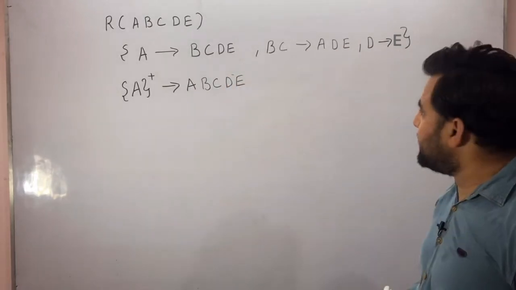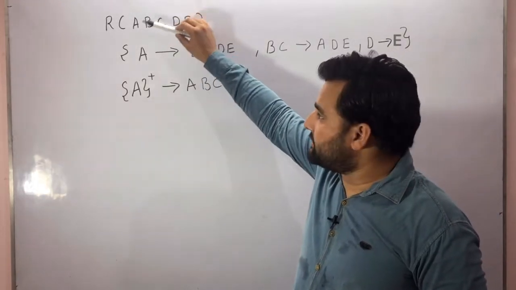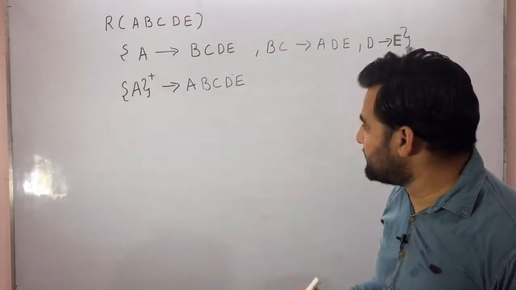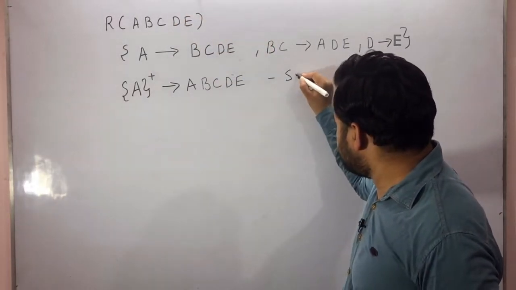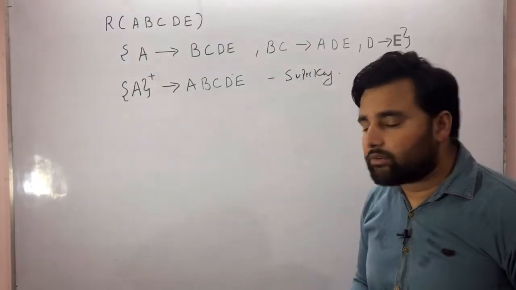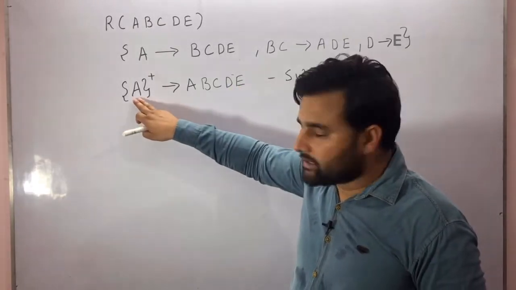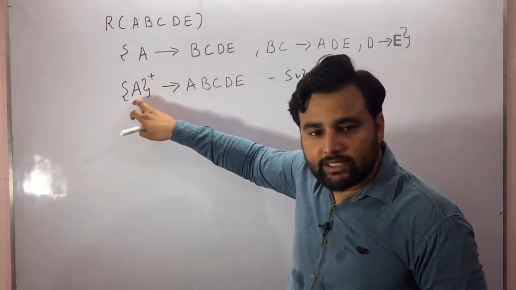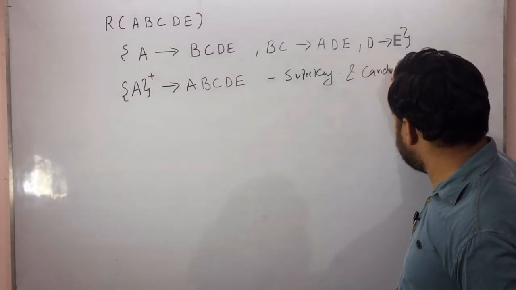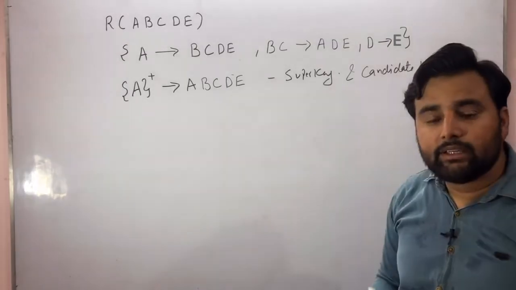Here students, you can see that we have found all the attributes of this relation: A, B, C, D and E. So what is the meaning? This is a super key. Now let's find out whether this super key is a candidate key or not. How to find? We'll take the subset of A. Because A is a single attribute, here A is a candidate key.